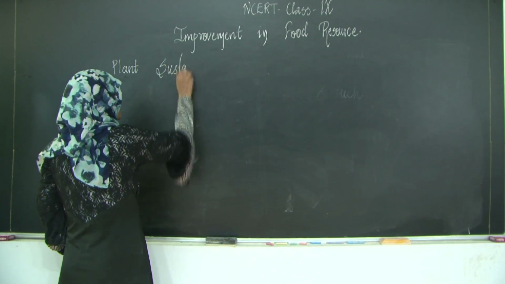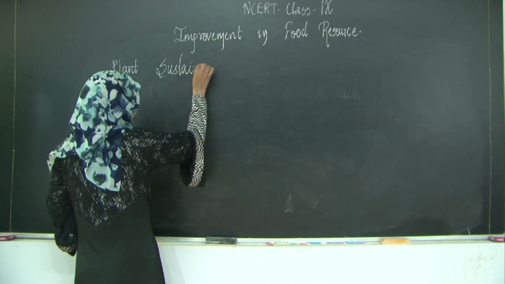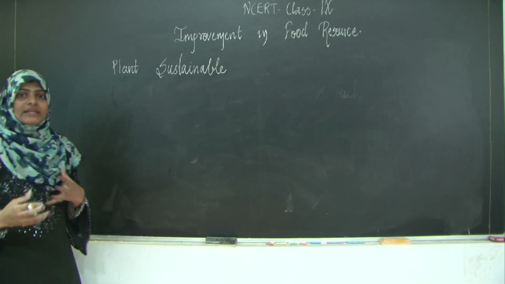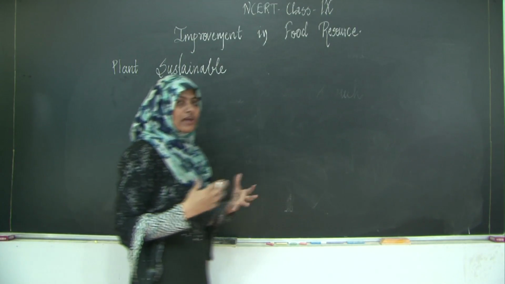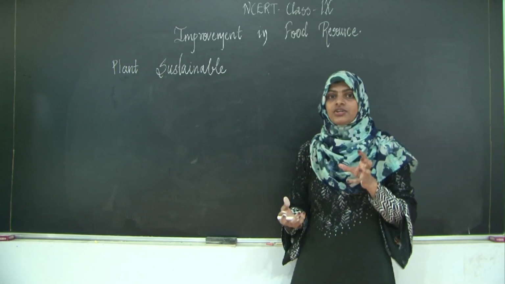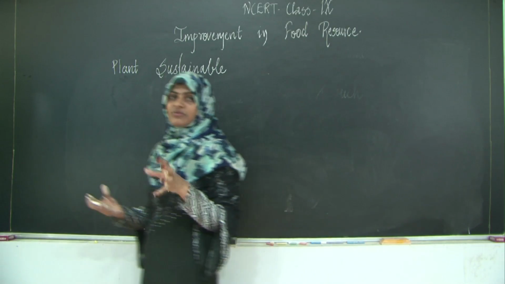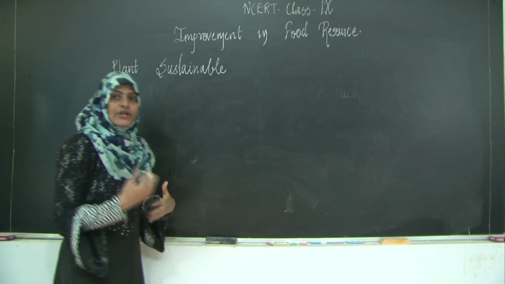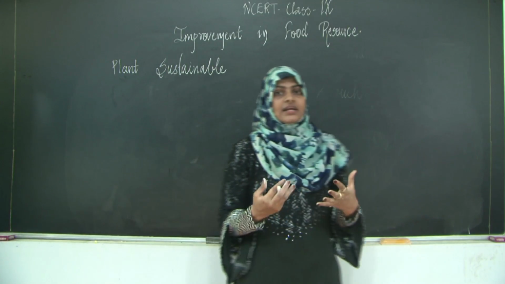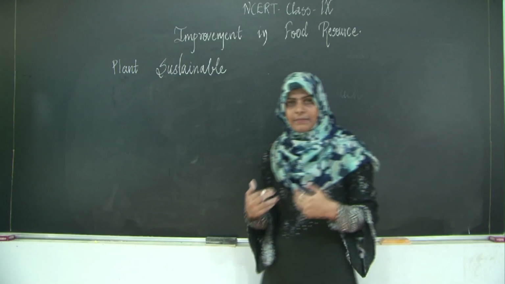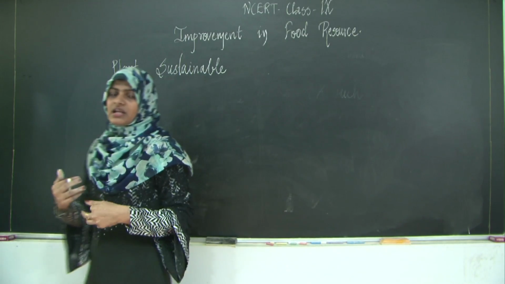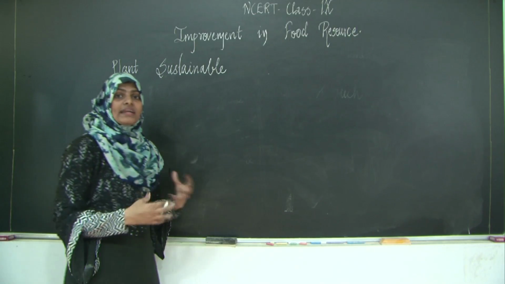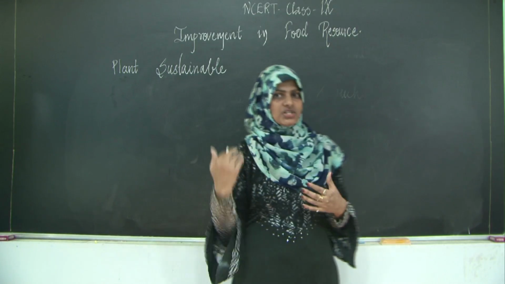Either I increase a food resource of plant or animal, but it should be done in a sustainable management. You all have studied this word already. What is sustainable management? When I talk about food production, I should produce the food in such a way that the people in the present situation get the food in proper quantity and quality, as well as I am not endangering the future generation.